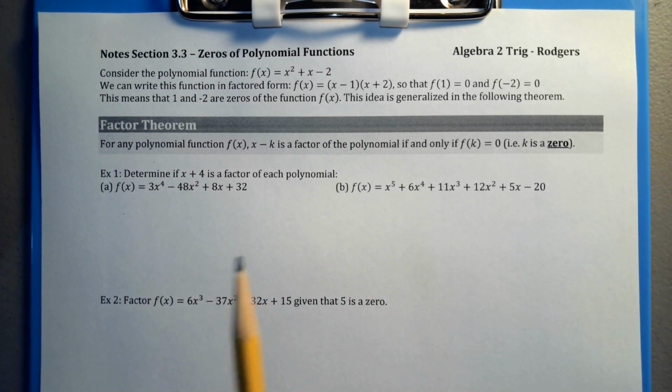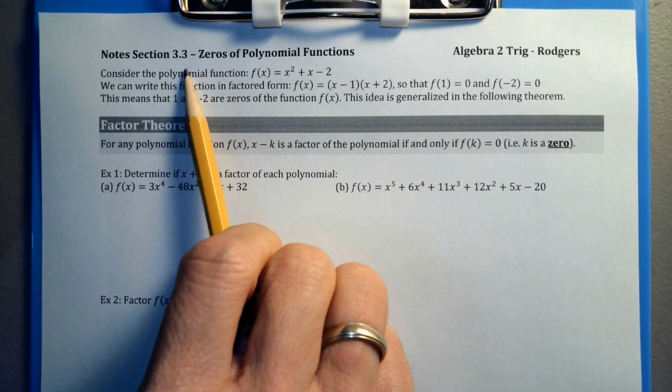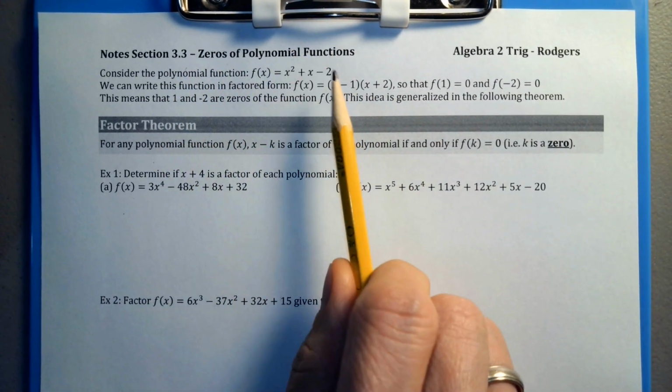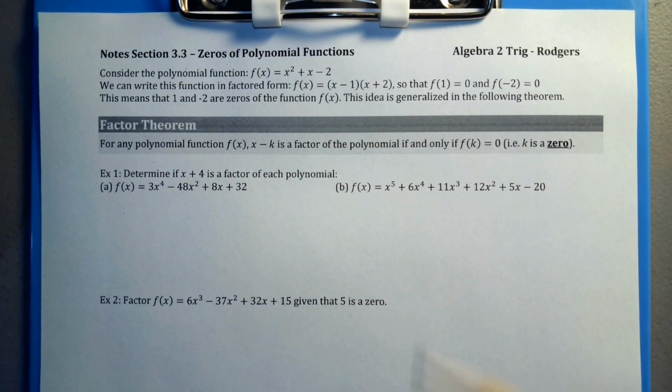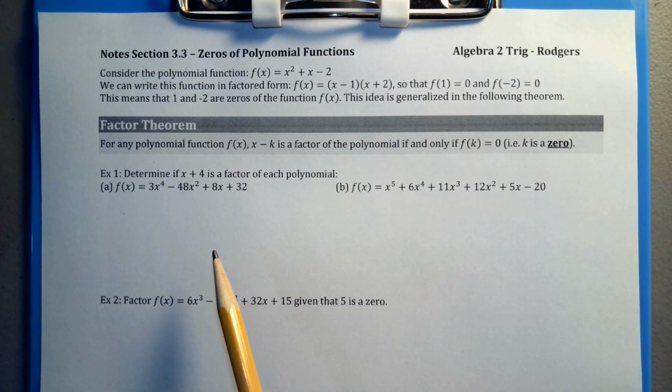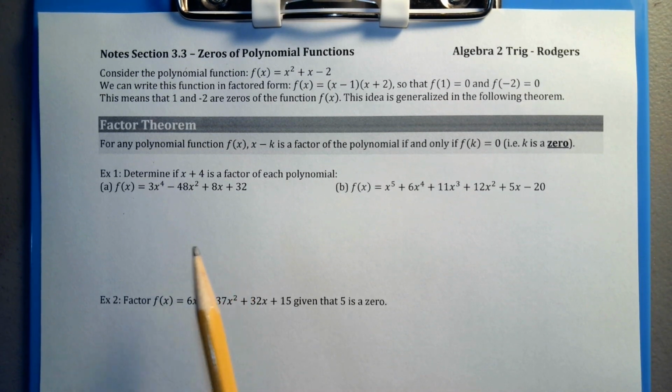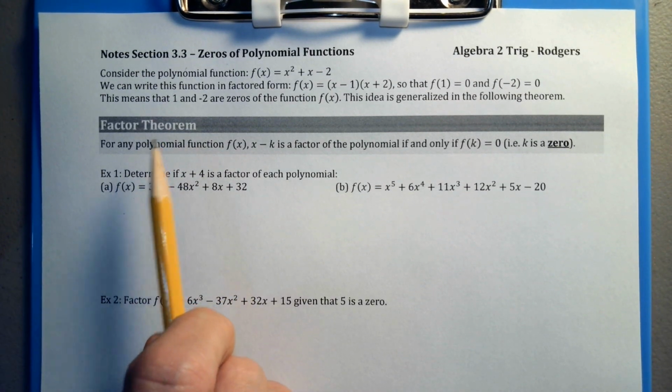Okay, section 3.3 talks about zeros of polynomial functions. So we're going to continue our discussion of finding factors, but we'll take those a step further and take our factors and then look for actual zeros. All right, so the factor theorem.